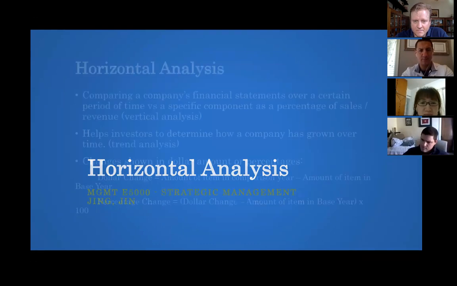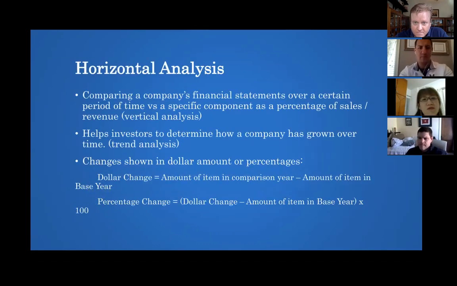Next slide, please. Let's start off with a little bit of definition of what horizontal analysis is. Basically, it's looking at a company's financial statements and looking at how a certain item of the financial statement has changed over time. So when you're looking at a financial statement, you're looking at it across the various columns and making comparisons across various years, versus a vertical analysis, which is looking at a specific year and taking a specific component and comparing it against a percentage of the sales or revenue.